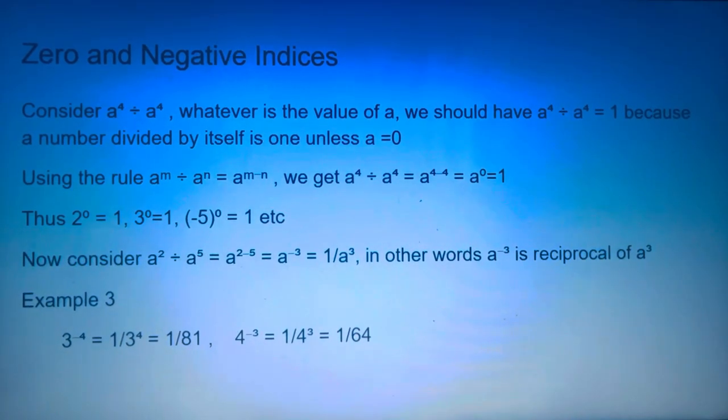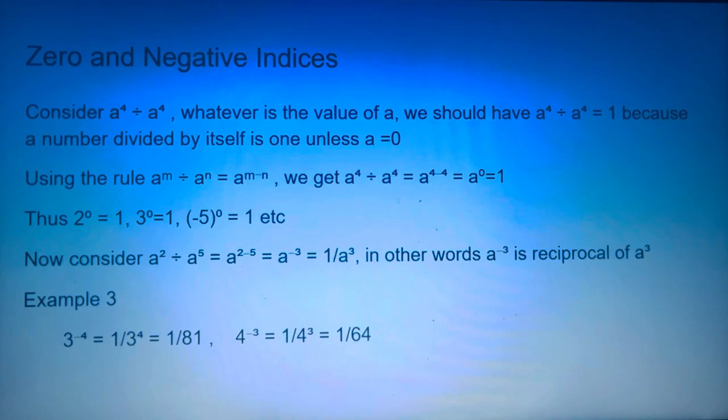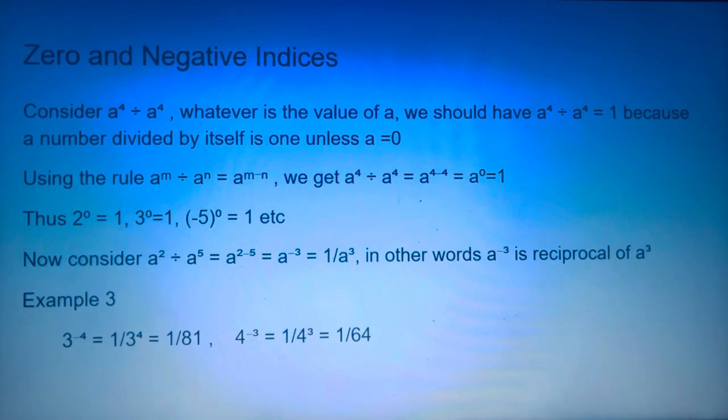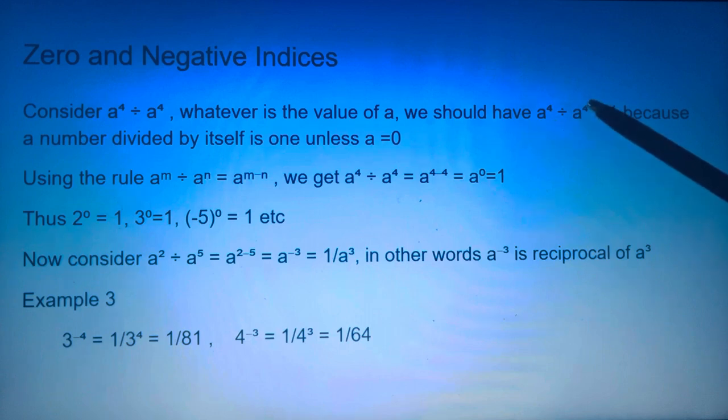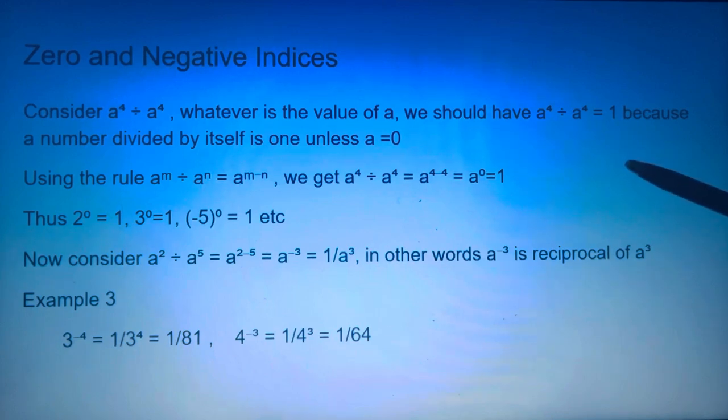Now zero and negative indices. Consider a to the power 4 divided by a to the power 4. Whatever the value of a, when something is divided by the same number, it will be 1. That means 2 divided by 2 is 1, because a number divided by itself is 1, unless a is 0.